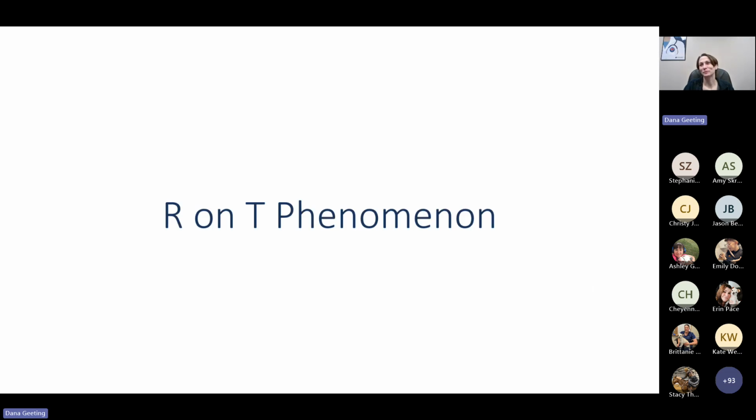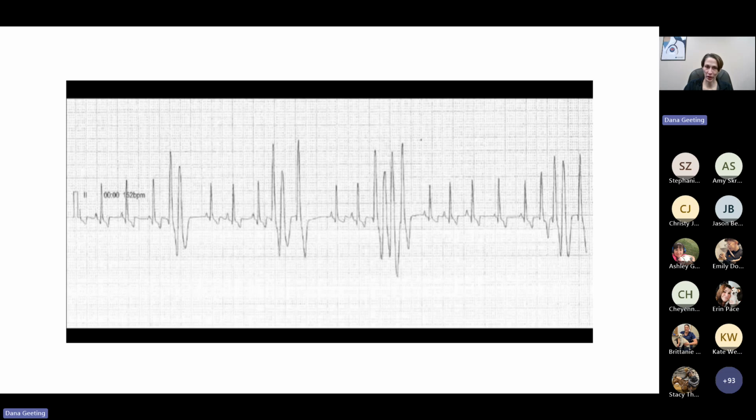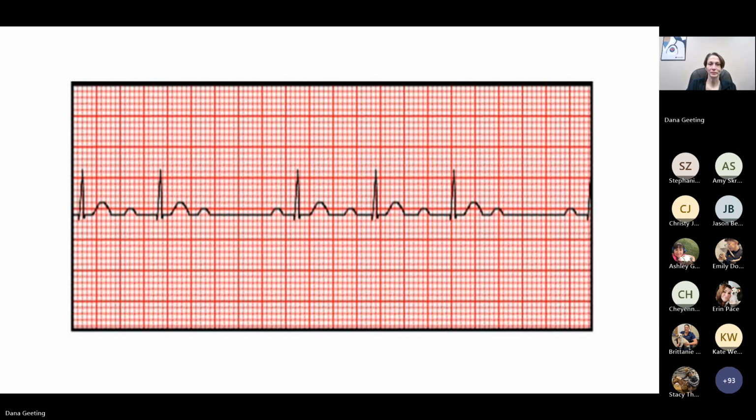I like to look at the M. It looks like an M. Yes, it looks like an M here. Whenever you have your R on T, it looks like someone just wrote an M.